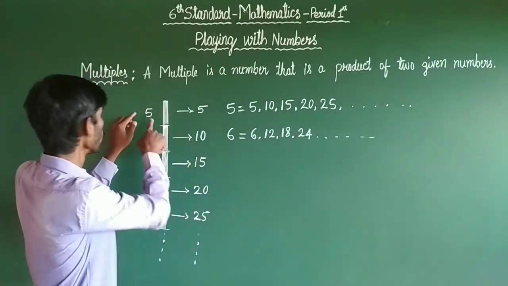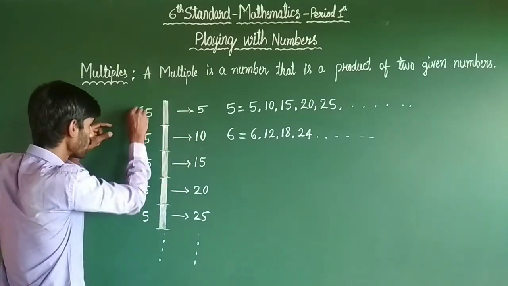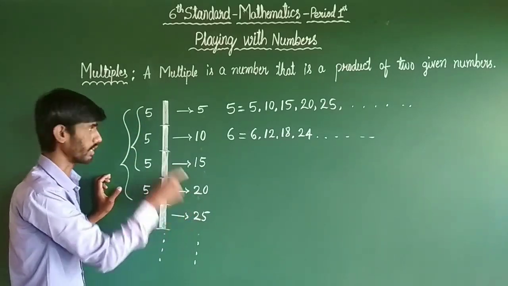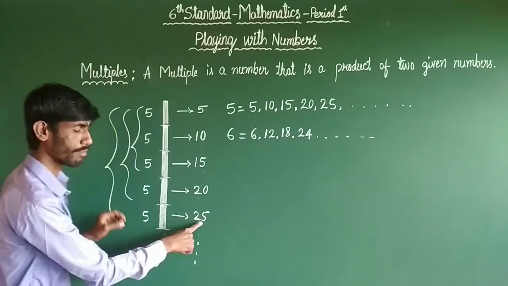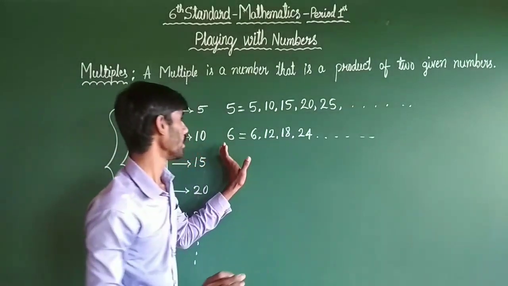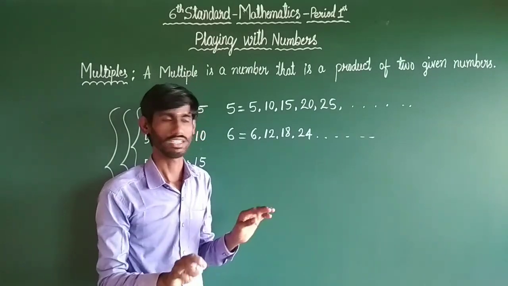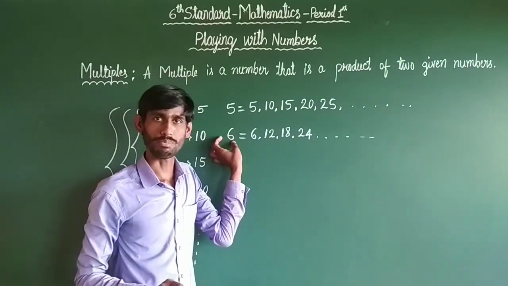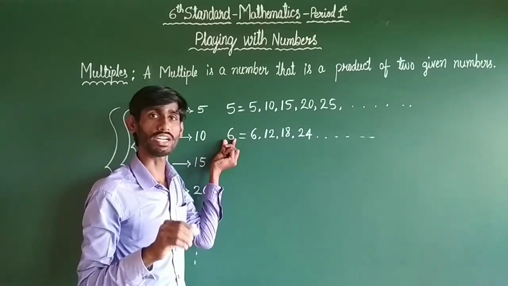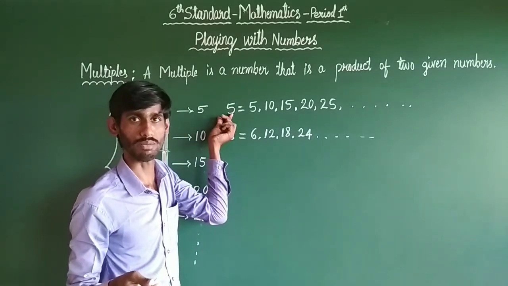In the same way, 5 1 time is 5, 5 2 times 10, 5 3 times 15, 5 4 times 20, 5 5 times 25. It goes on increasing. Point to be noted: multiples are infinite in number. Okay, it is not ending. Which is the ending multiple of 6? No answer. Are you clear? It has an infinite number of multiples. Okay, Chotu, 5 has an infinite number of multiples.